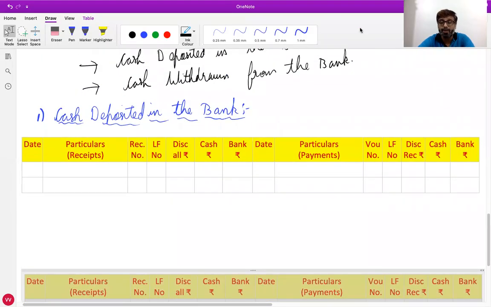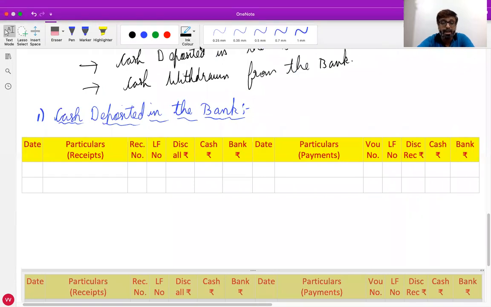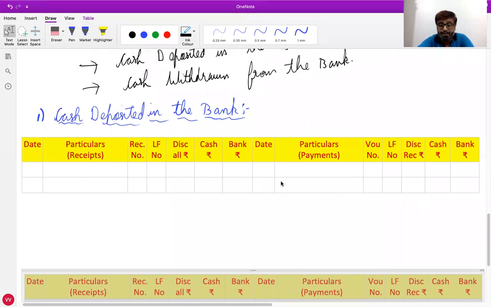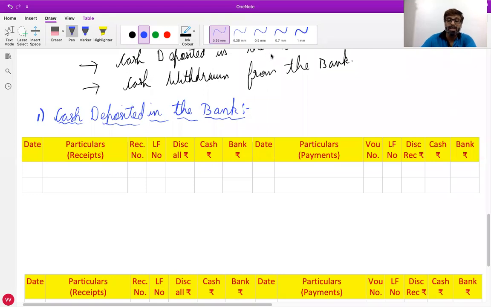Now if you have a transaction of cash deposited in the bank, how will you record it in the contra entry? Understand this. What will be the journal entry for cash deposited in the bank? Bank account debit to cash account. Bank is the receiver, debit the receiver. So bank account debit. Cash goes out, credit what goes out, so to cash account.